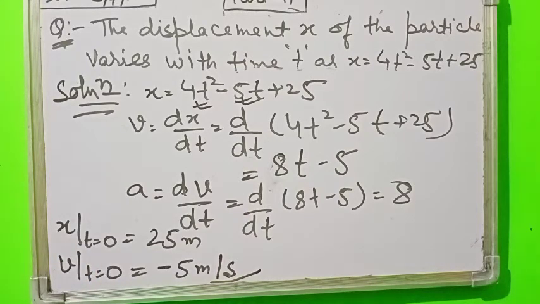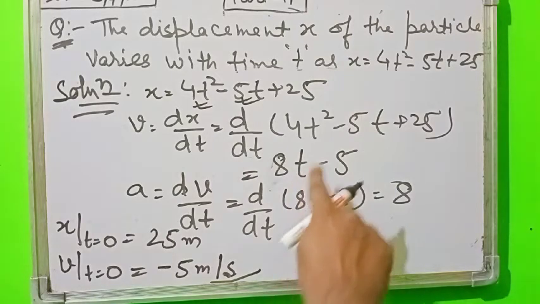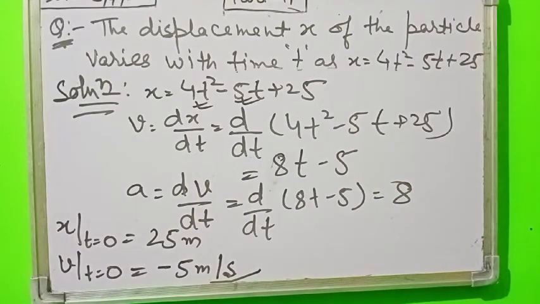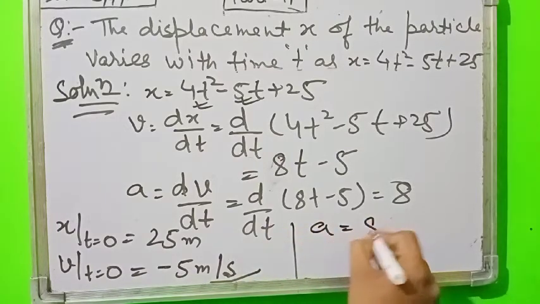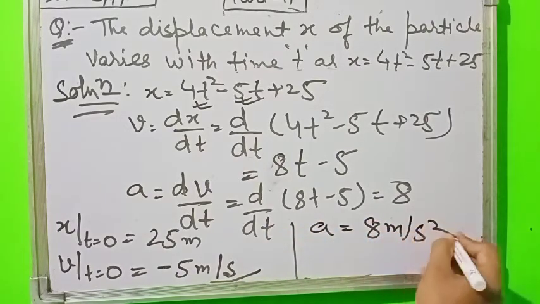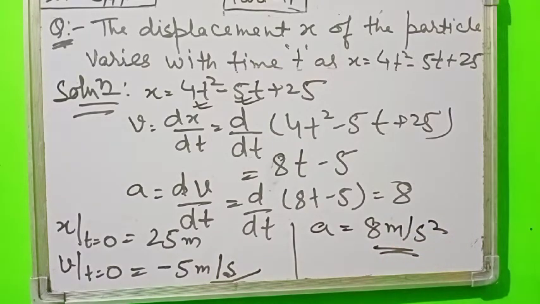And the acceleration at t is equal to 0. The acceleration at minus 5 meter per second square, minus 5 meter per second, and acceleration is equal to 8 meter per second square.